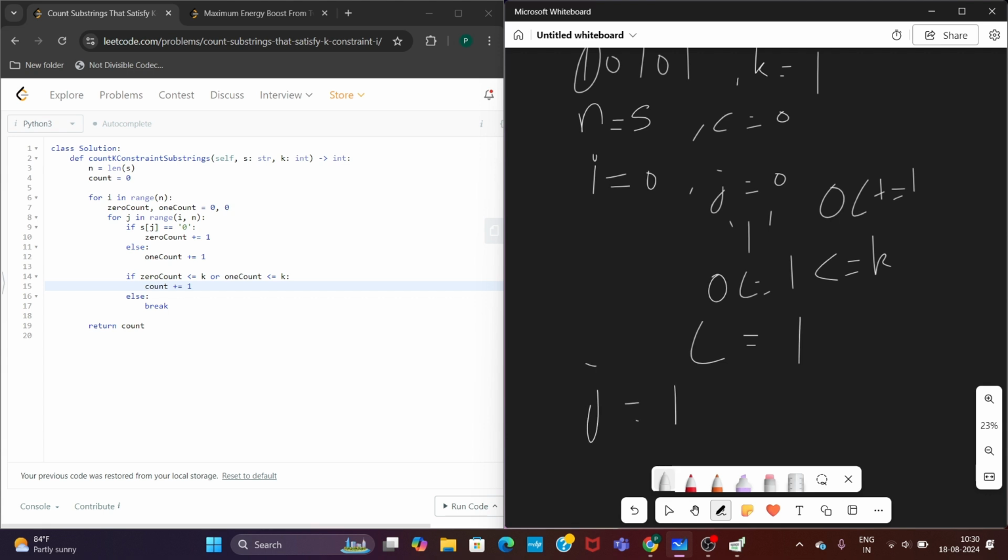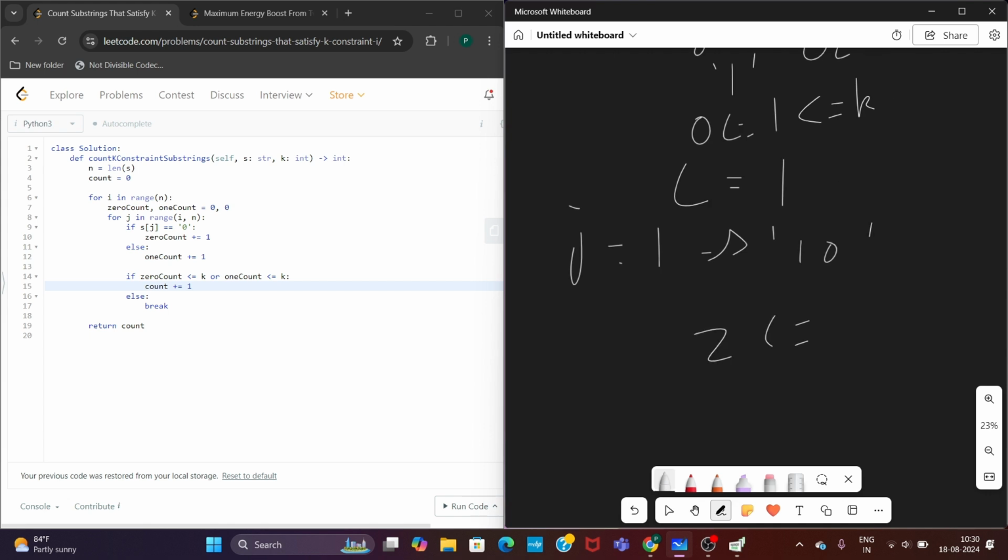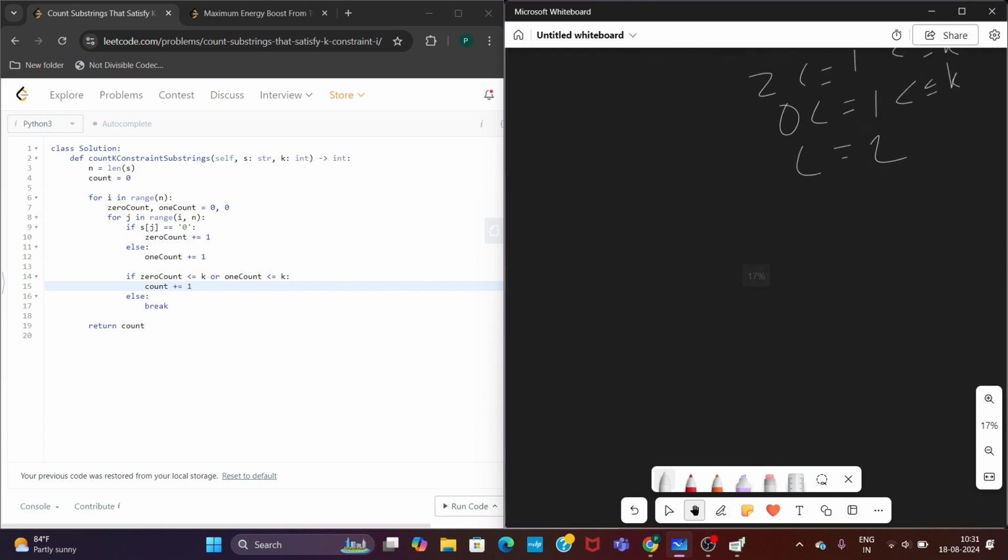Moving forward to j equals 1, my string is now 10. So my 0 count will be 1 and my 1 count will be 1 in this case. Both are less than or equal to k, so my counter variable will now be 2, incremented by 1.